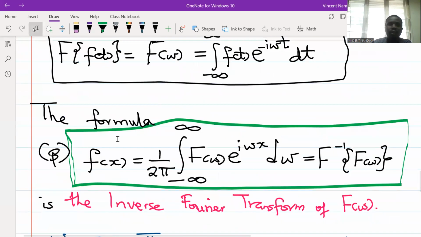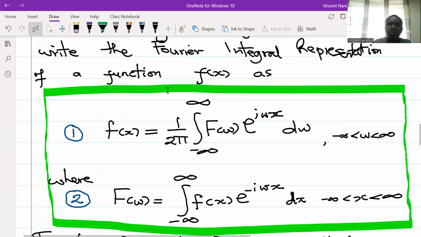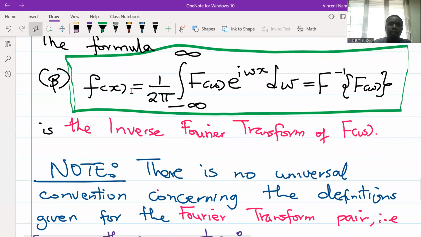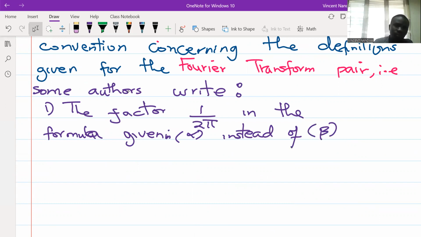So here this is alpha, and then we have this one, this alpha. So you see this formula alpha, there's no factor here. So we put it in alpha instead of putting it in beta. So this is what I mean.